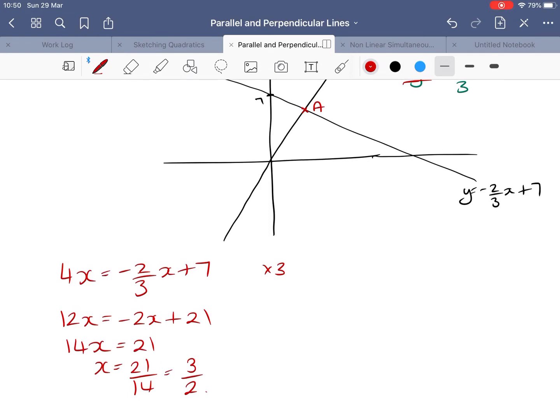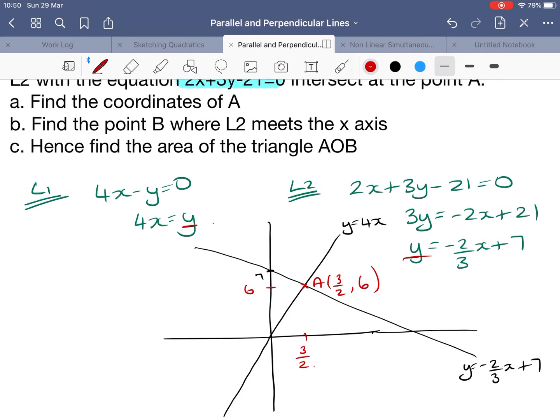Now, I know that that's 3 over 2 on the x-axis, but I need the coordinates, so I need to work out what the y value is. I would use the simplest equation, which is y equals 4x. So y equals 4 times 3 over 2. 4 times 3 over 2 is just 6. So we know A has coordinates 3 over 2, 6. Okay, so we've done part A, find the coordinates of A.